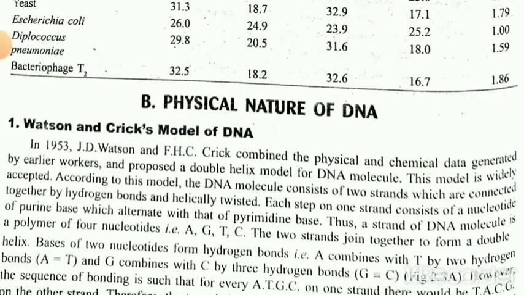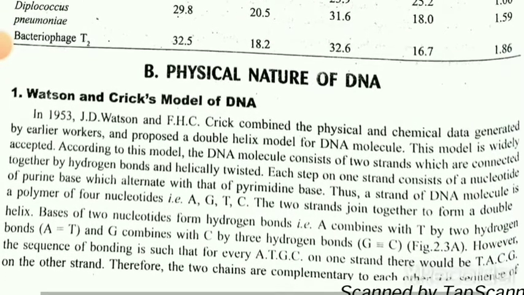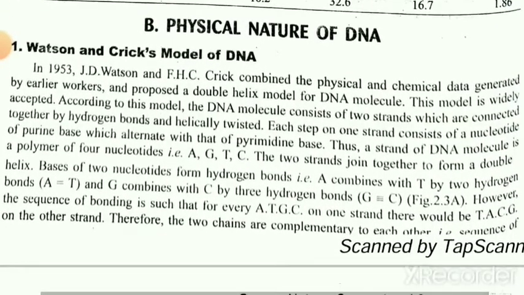According to this model, the DNA molecule consists of two strands which are connected together by hydrogen bonds and helically twisted. Each step on one strand consists of a nucleotide of purine base which alternates with that of pyrimidine base. Thus, a strand of the DNA molecule is a polymer of 4 nucleotides, i.e., A, G, T, C. The two strands join together to form a double helix. Bases of two nucleotides bond by hydrogen bonds, i.e., A combines with T by 2 hydrogen bonds (A=T) and G combines with C by 3 hydrogen bonds (G≡C). However, the sequence of bonding is such that for every ATGC on one strand there would be TACG on the other strand. Therefore, the two chains are complementary to each other.